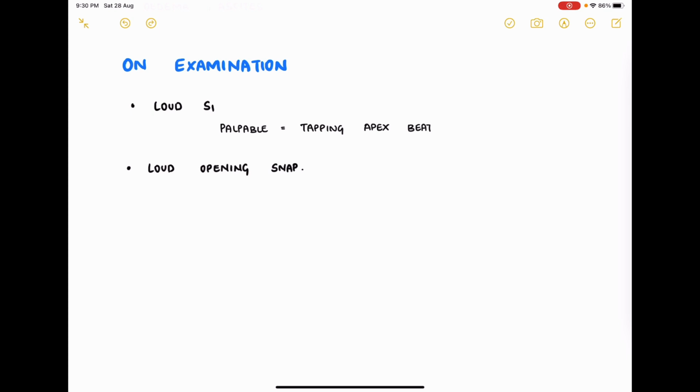The next finding is a loud opening snap. The reason has already been mentioned. It's because there's a greater pressure in the left atrium that the opening of the mitral valve happens with greater force, and thus there's a louder opening snap.